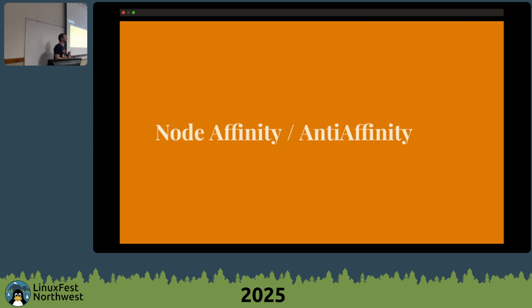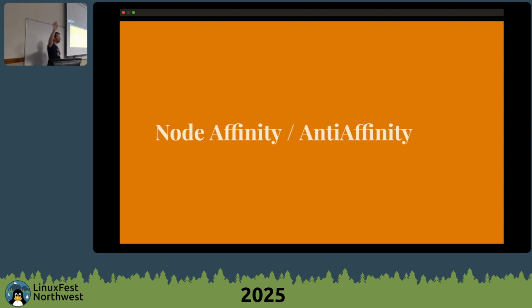Node affinity and anti-affinity. So we talked about node affinity at the beginning. We were talking about local path provisioning, right? The pod will have an affinity, in Kubernetes parlance, for the node that has its storage provisioned on it. With these clustered applications, though, anti-affinity is also really important.